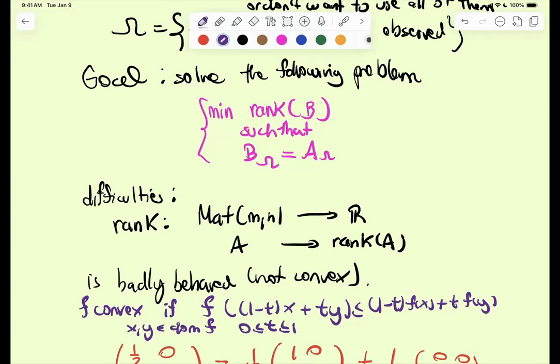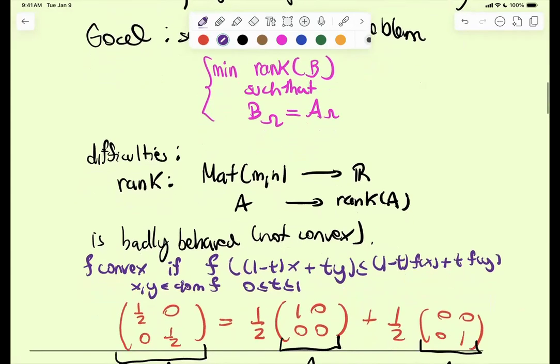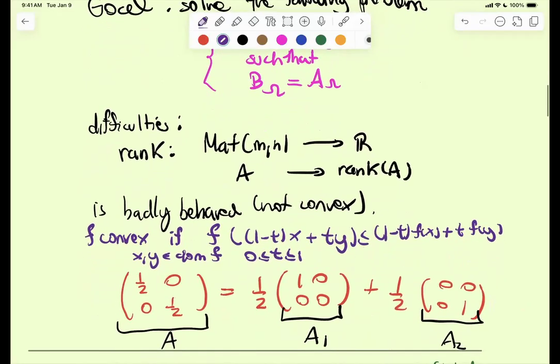So the idea is that the rank function is not convex. Here's an example of that. Take the diagonal matrix with 1 half, 1 half, and zero everywhere else. This matrix has rank 2, but it is a convex combination of two other matrices, and each of those two matrices has rank 1.